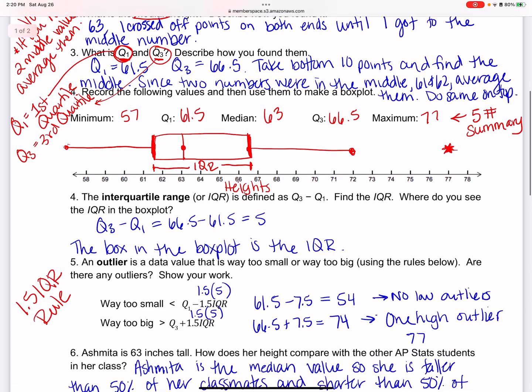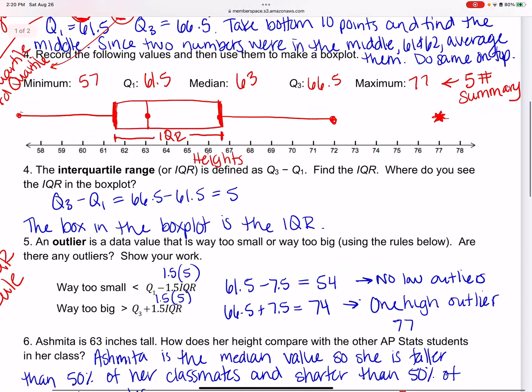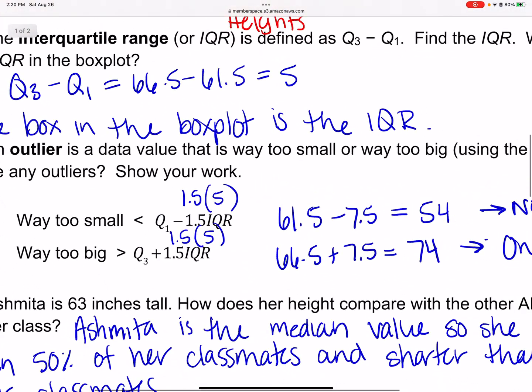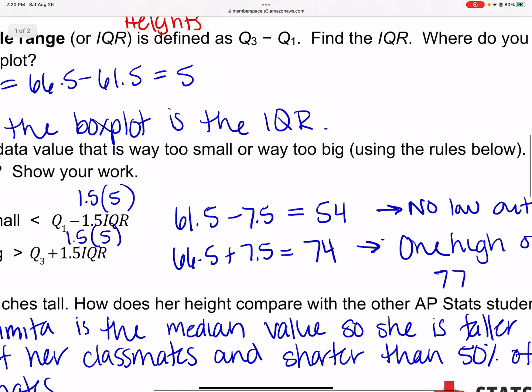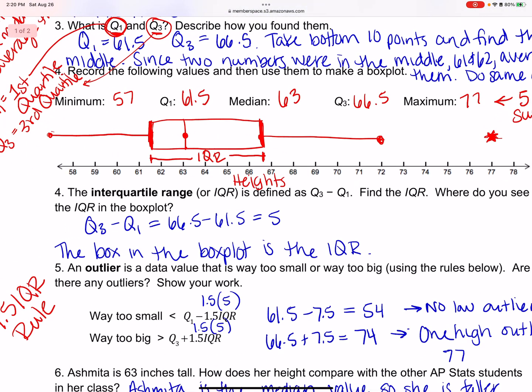Okay, an outlier is determined by this formula. If your data is way too small, then it's going to be less than Q1 minus 1.5 times your IQR. If your data is way too big, it's going to be bigger than Q3 plus 1.5 times IQR. So I went ahead and did the math, and you see 54. And so I look here and I say, okay, my minimum is 57, and we're saying if there's any value lower than 54, that is an outlier. And clearly no data is less than 54, so I don't have an outlier.